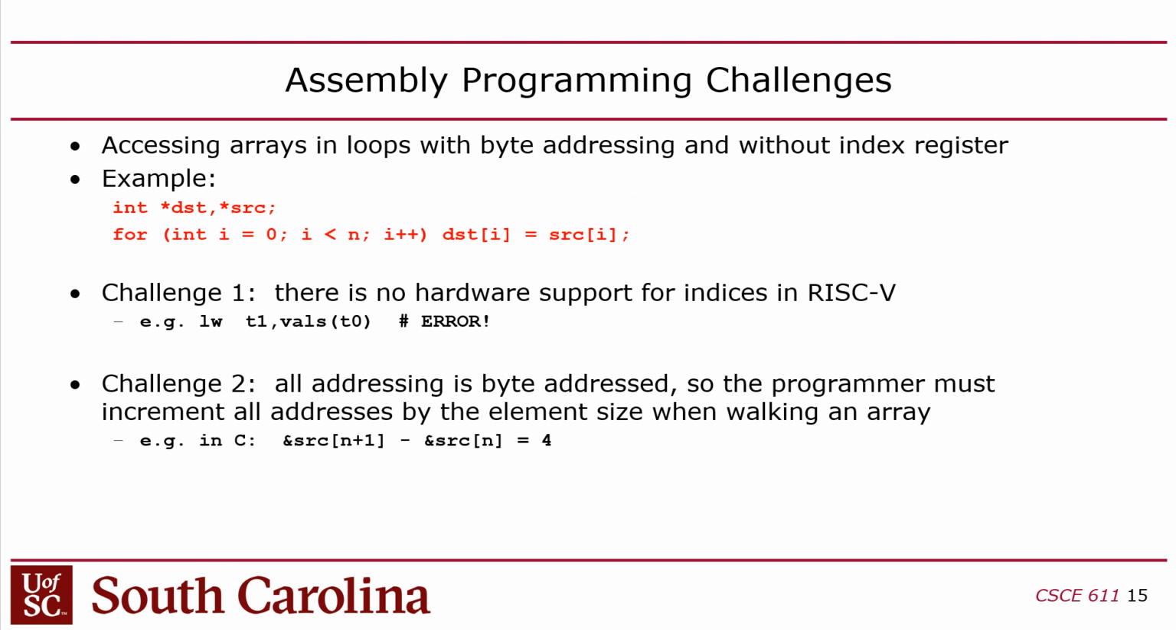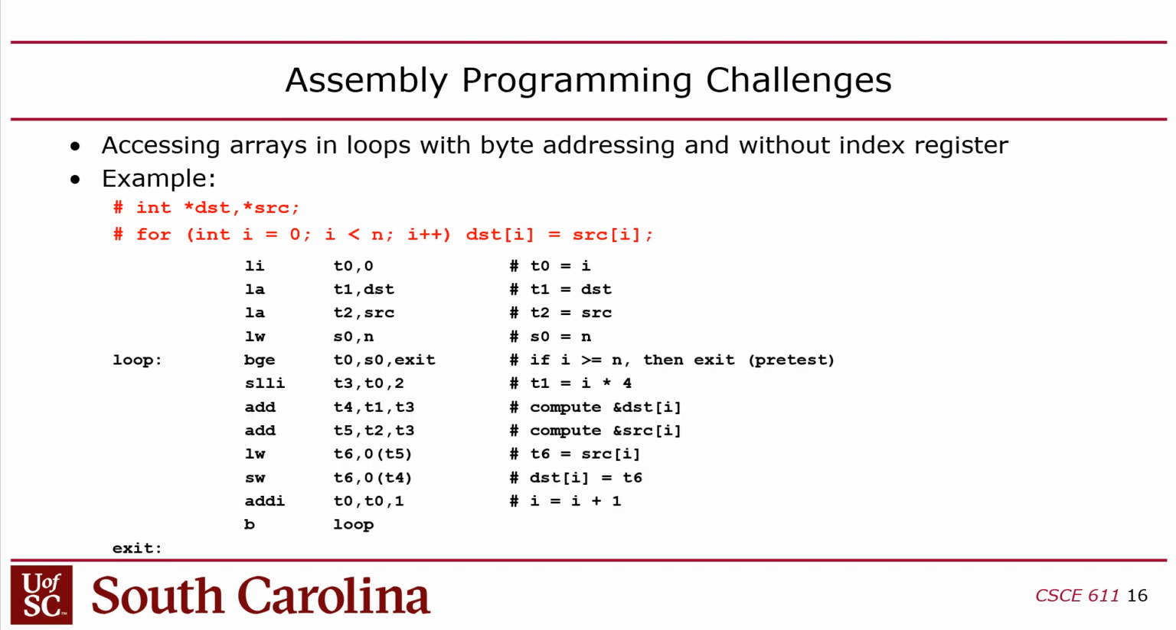Accessing arrays in RISC-V assembly language requires much more attention than it does in high-level languages because there's no hardware support in RISC-V for specifying an index register, nor does the assembler keep track of the size of data types. As a result, the programmer must explicitly perform all address calculations. So take, for example, this simple loop that copies data from one array to another. It copies from source to destination.